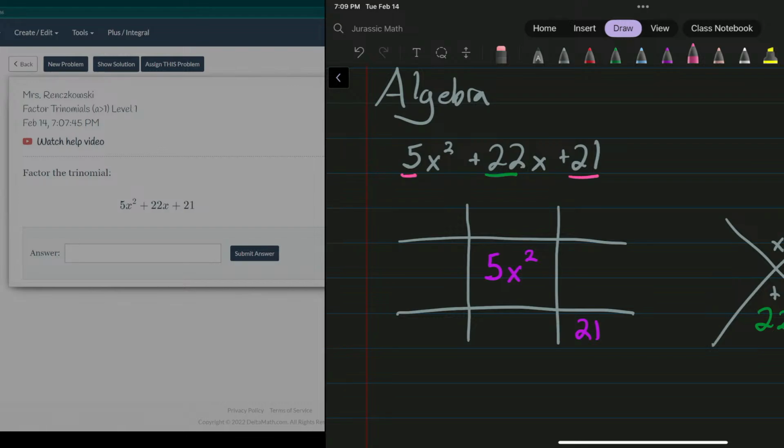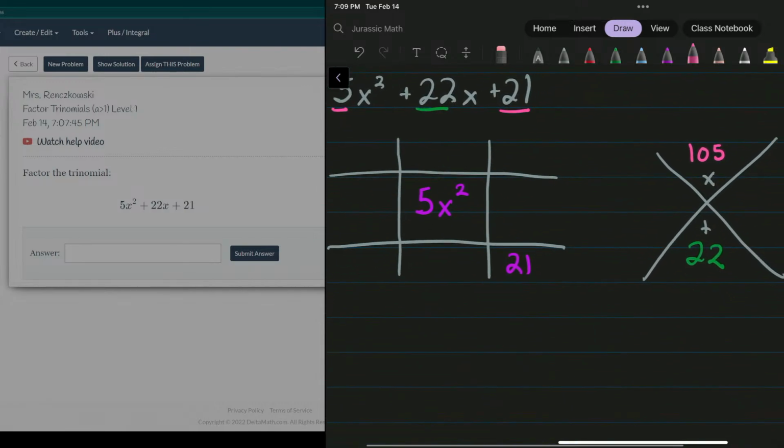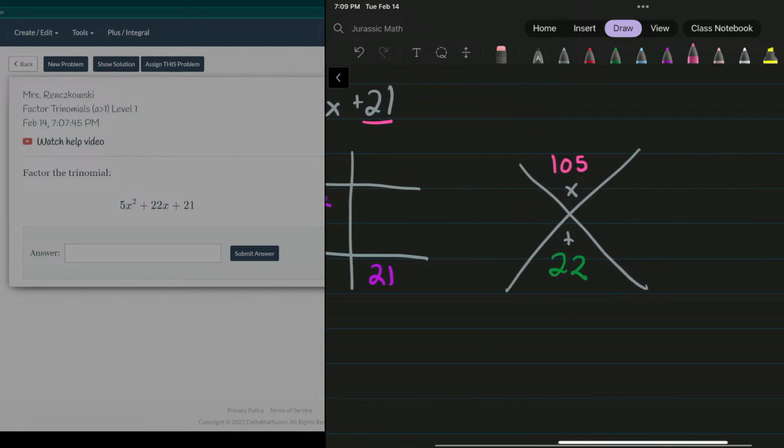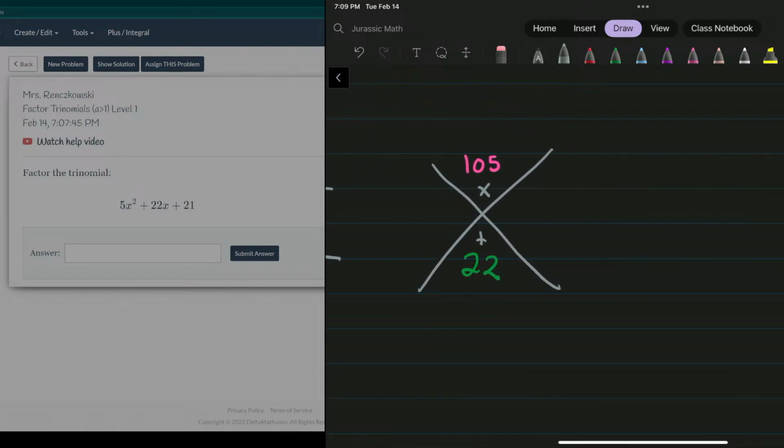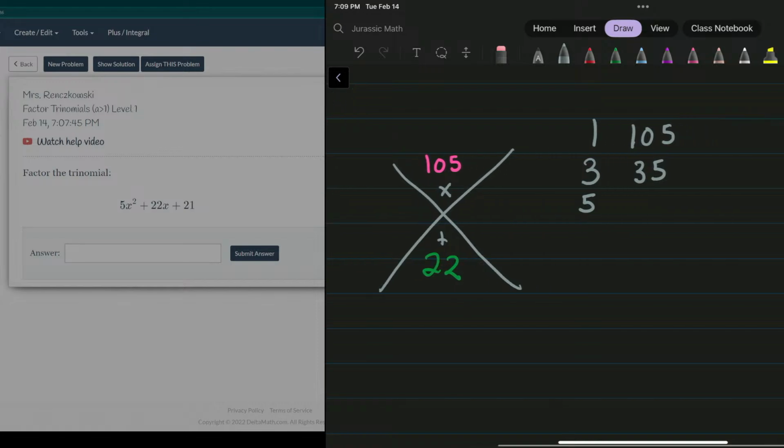5 times 21 is going to be 105. Ooh, this is going to be a fun one. All right, so now we have to figure out what times what equals 105 yet adds up to be 22. I'm going to do this the easiest way possible for me. 1 and 105. 2 does not work. 3 does. Oh, bust out my calculator again. What is 105 divided by 3? That's 35. 4 can't go in it. 5 though, because I just did 5 times 21. Okay, that one's not going to work.